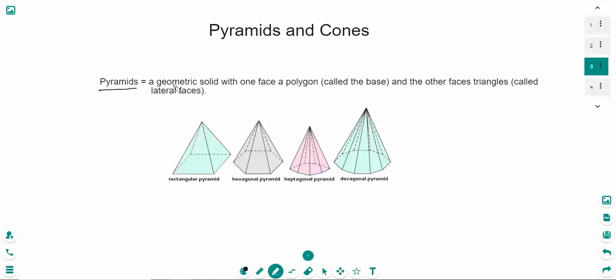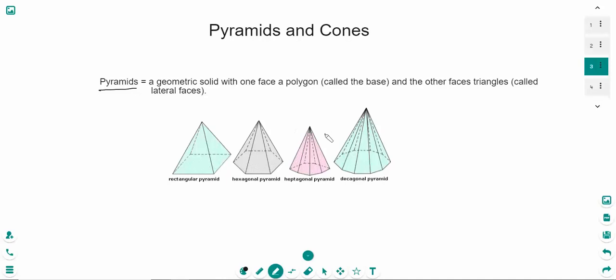A pyramid is a geometric solid with one face. Remember, each side is called a face. Okay, so one face, which is a polygon, and we call this the base. So a polygon would be like a square or an octagon or a pentagon. You know, it's made up of straight lines is the bottom line. It's a polygon. It's a closed shape made up of straight lines. There aren't any curves in the base for a pyramid. All right. And the other faces are triangles. Okay, so there you have it. The other faces are triangles. The bottom face or base is a polygon of some kind.